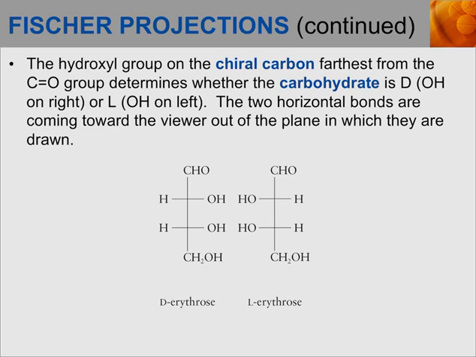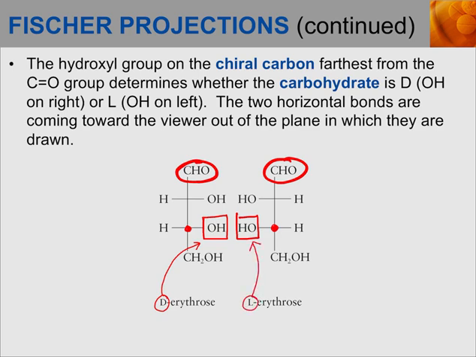So in order to figure out if you have the D version or the L version, what you'll do is find your aldehyde or ketone at the top, then go to the second to last carbon. So this will be the last chiral carbon. Then you're going to look at the OH group. If the OH group is on the right-hand side, then you have the D version of your carbohydrate. If the OH group is on the left-hand side, then you have the L version of your sugar. So L equals left, D equals right. And remember to find that second to last carbon on the chain and look at its OH group.